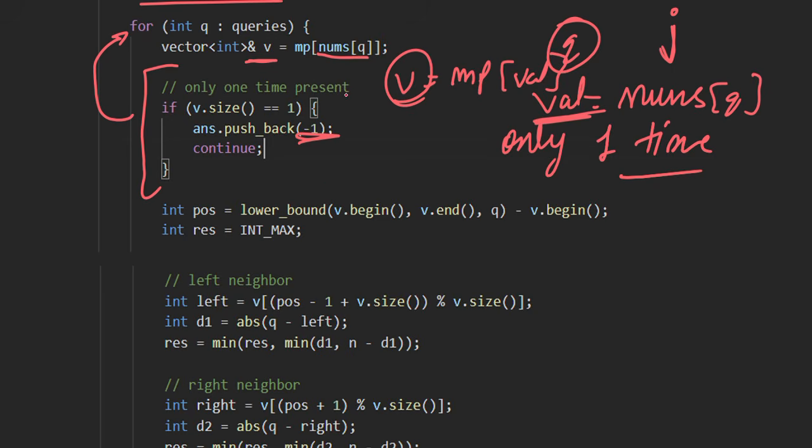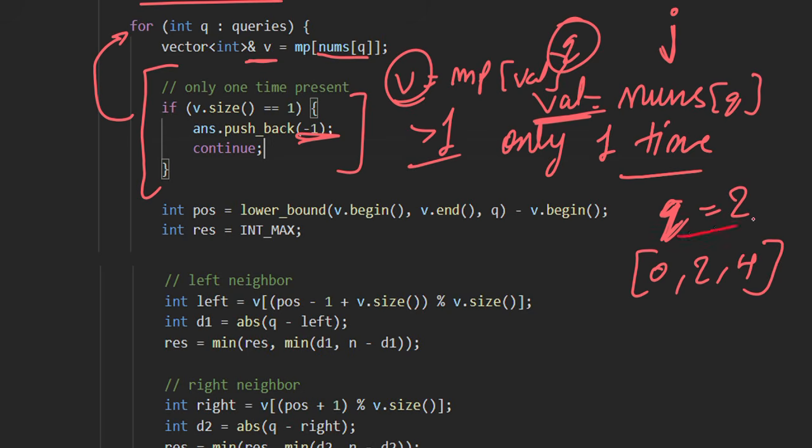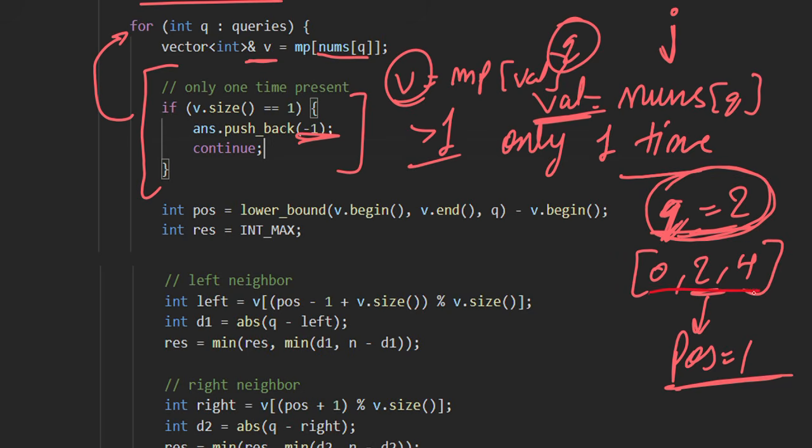But if the size is greater than 1, then we find the position of q in the list of indexes. As we have seen, we get the list of indexes as 0, 2 and 4, and our q is equal to 2. So using binary search, we find the position of q. Here we get the position is equal to 1. That means this q equal to 2 is present at position number 1 in the list of indexes that has the value v, right?